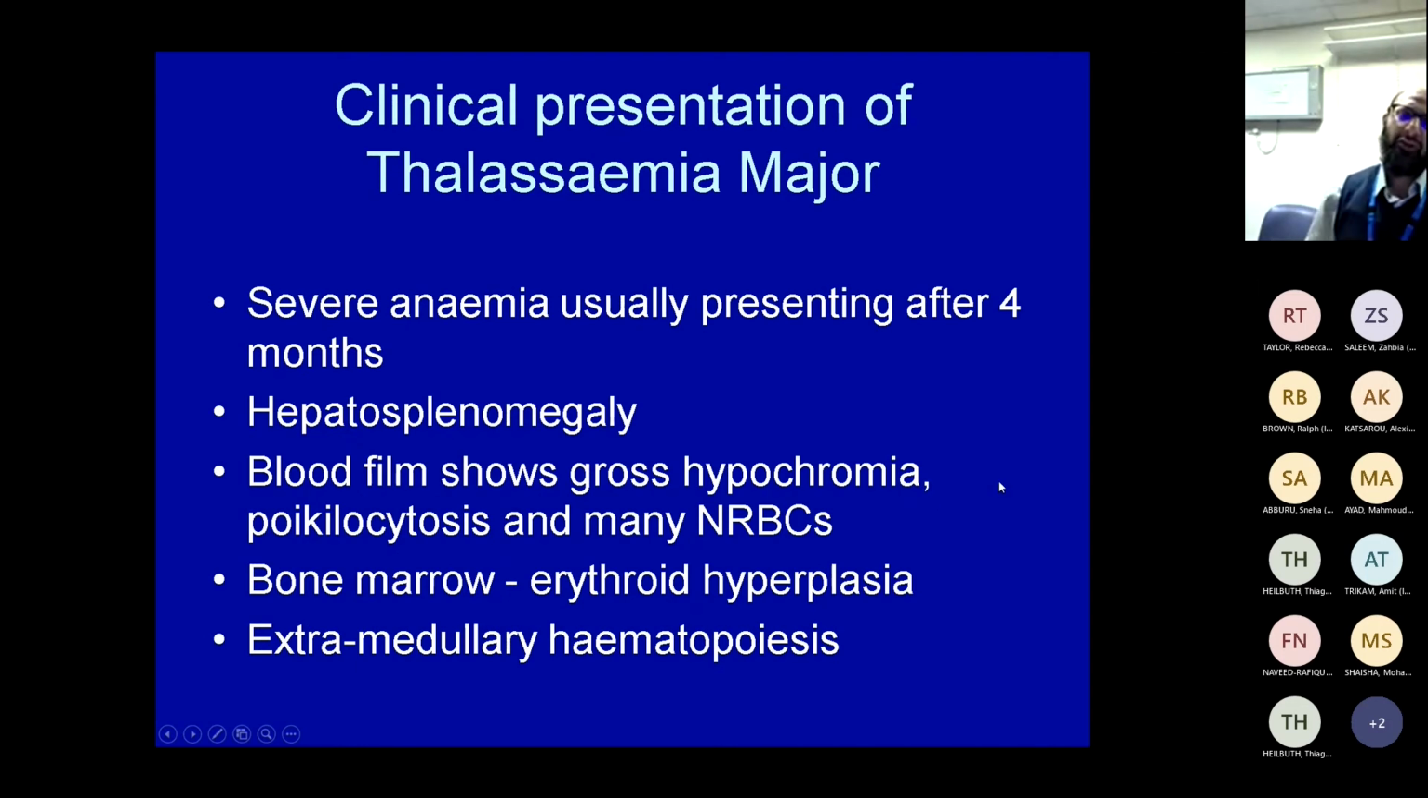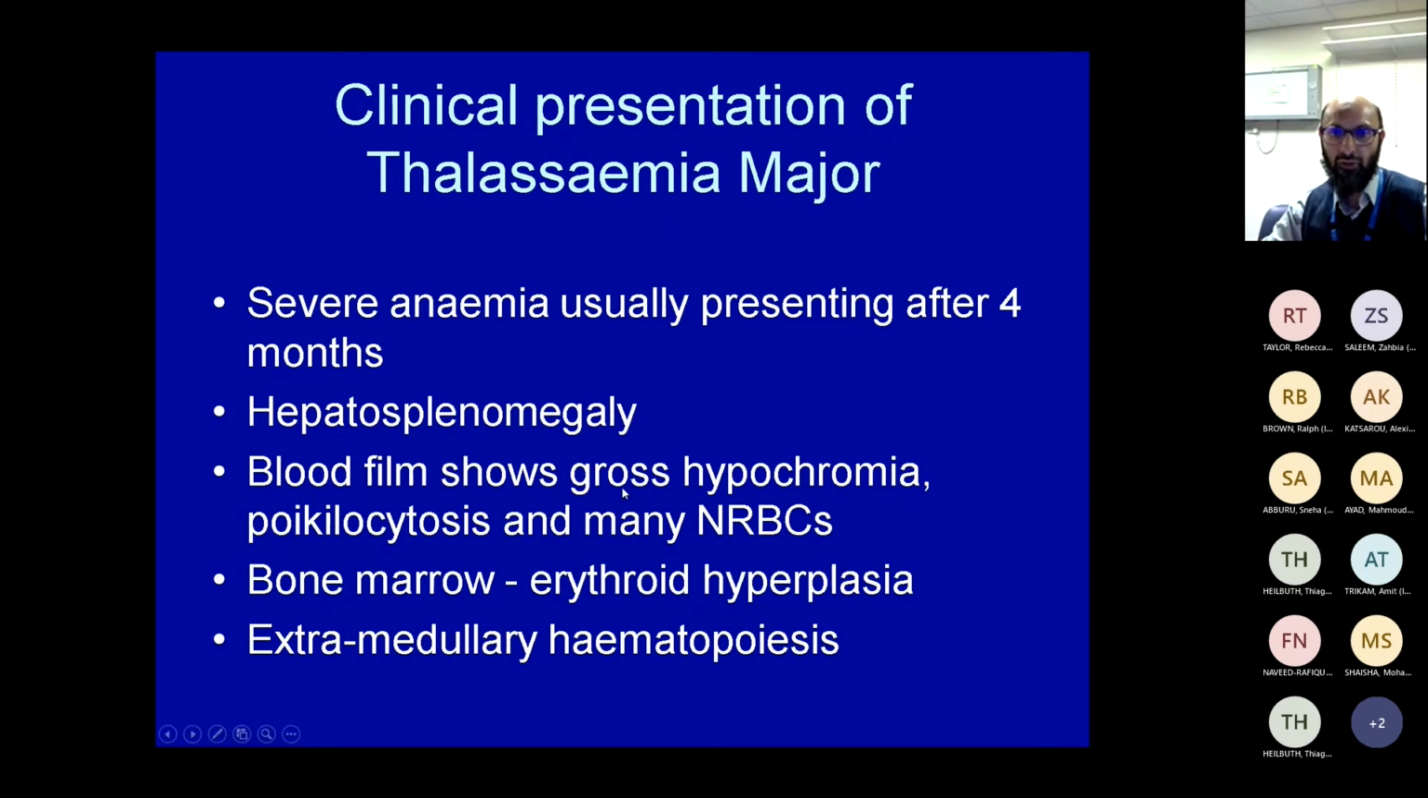Okay, so moving on to the clinical presentation and manifestations. Thalassemia major, in general, we're talking about beta thalassemia here, usually presents with severe symptomatic anemia after the age of 4 months, which is roughly when the switch occurs from the gamma globin to the beta globin chain production. These individuals may have hepatosplenomegaly due to extramedullary hematopoiesis.